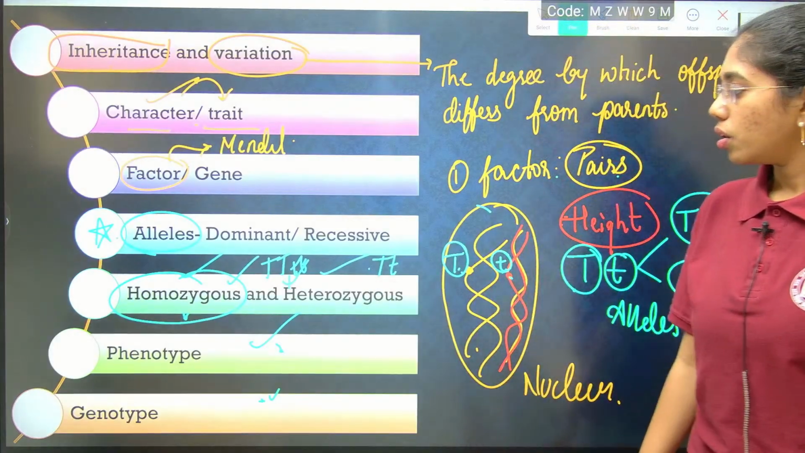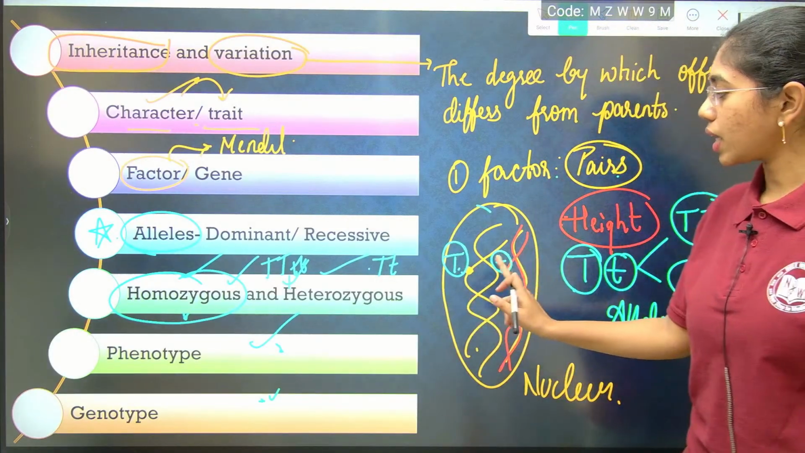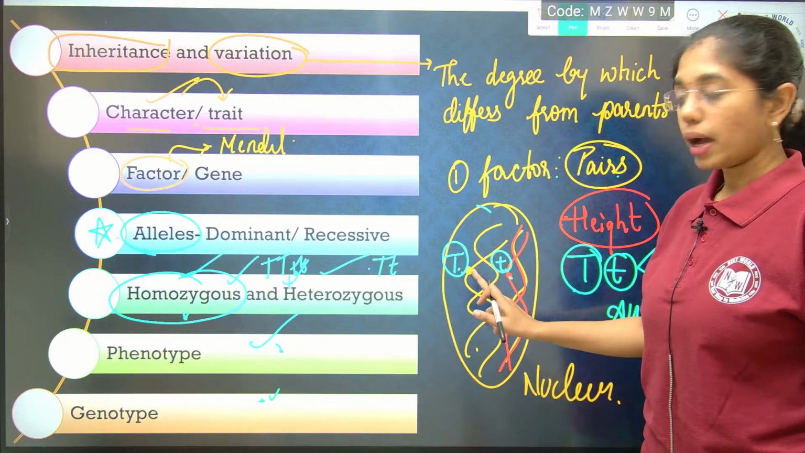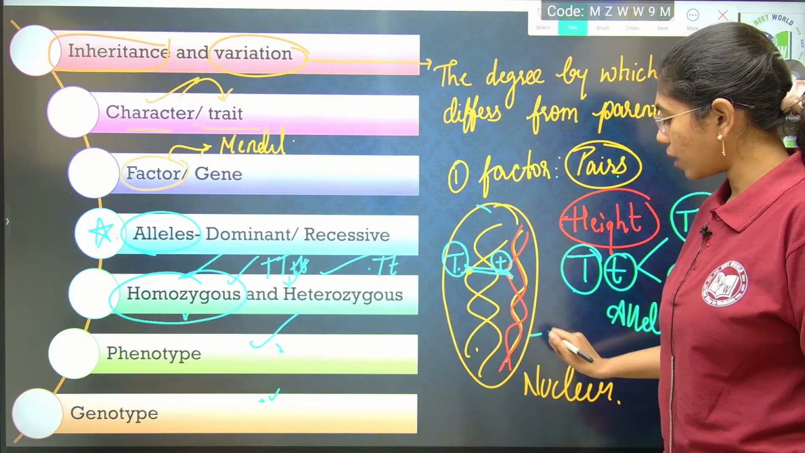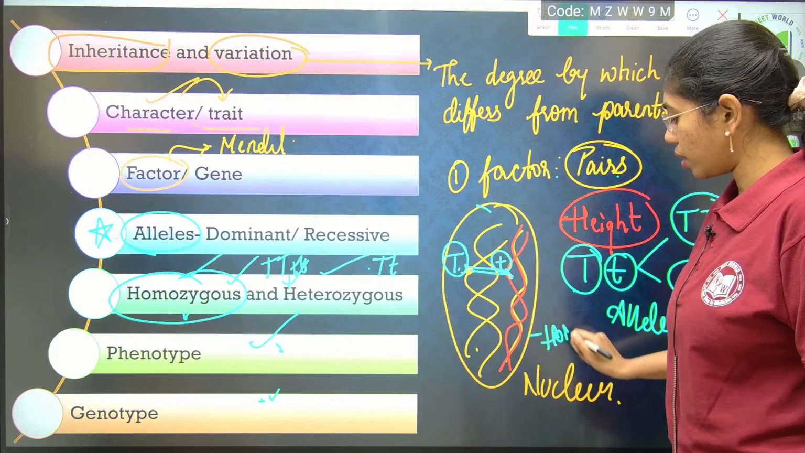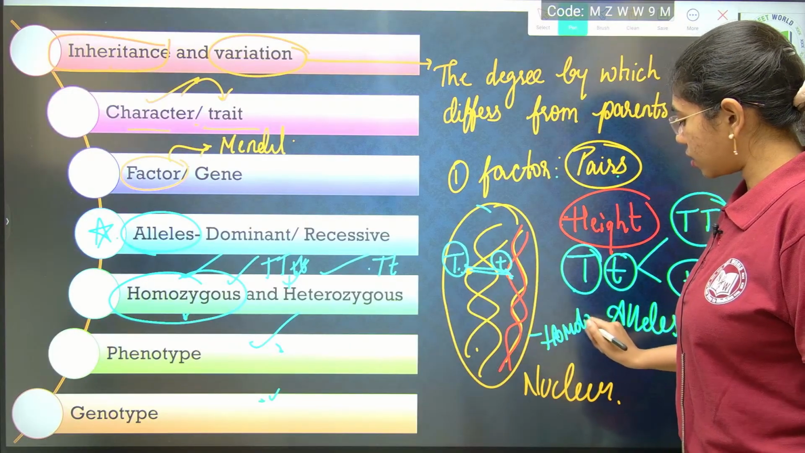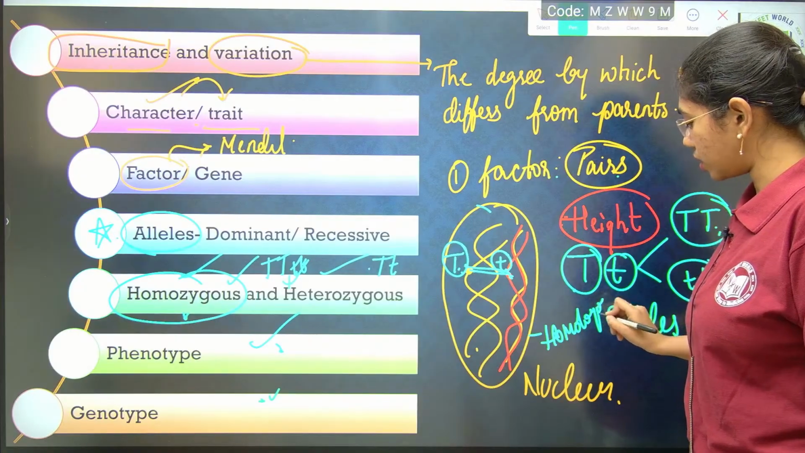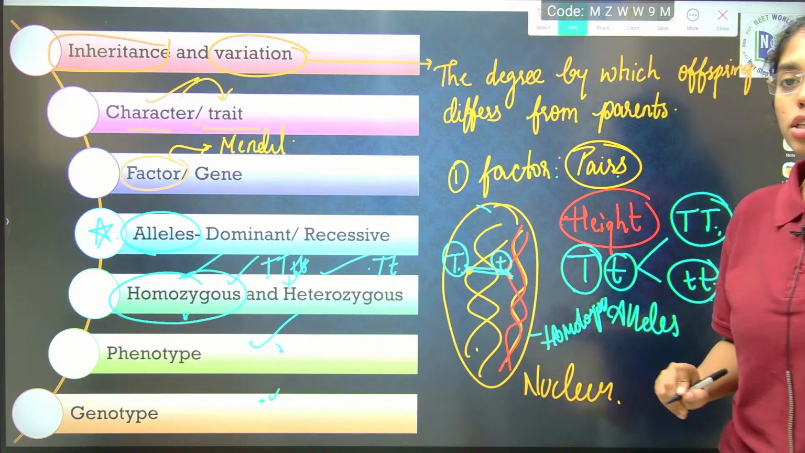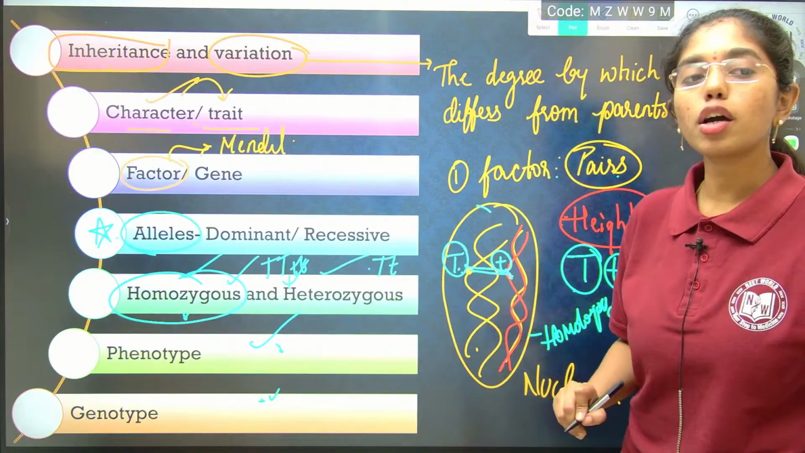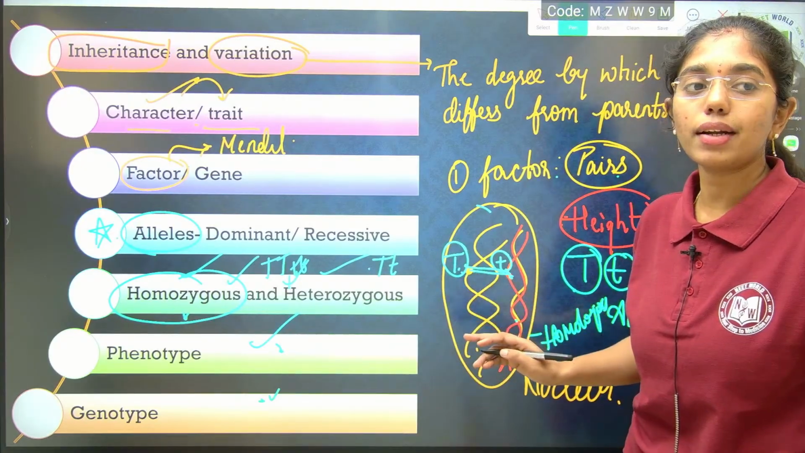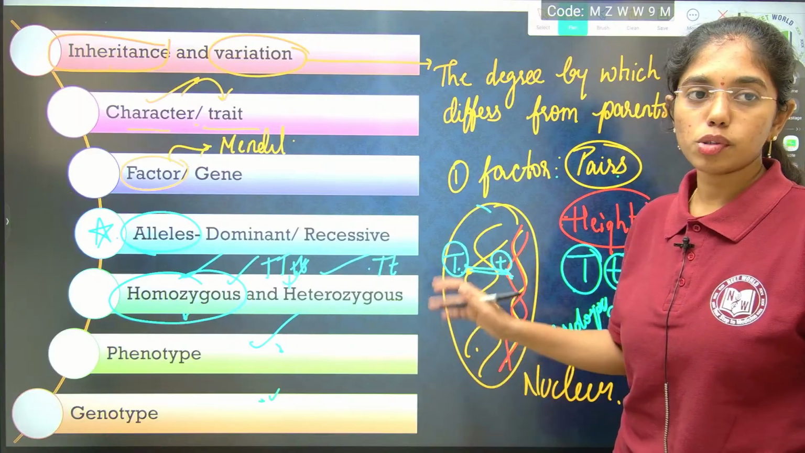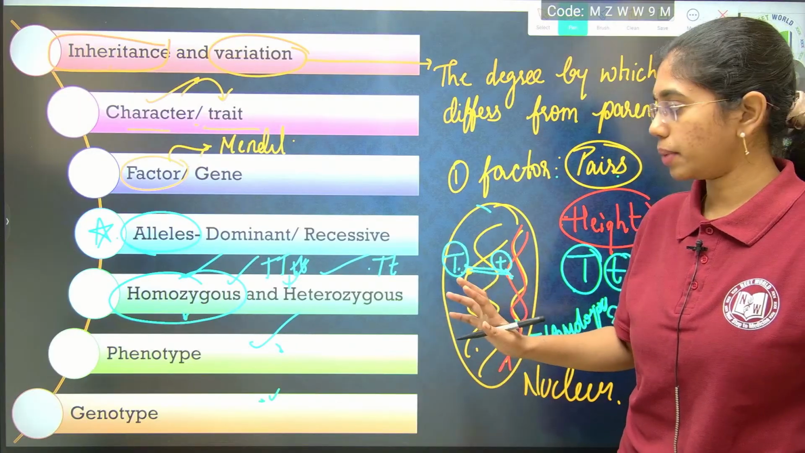Those chromosomes which are exhibiting two different forms of alleles at the same locus are known as homologous chromosomes. Sorry, homologous, not homozygous, it is homologous. Non-homologous chromosomes means if the alleles are at different locations, then you call it non-homologous chromosomes. Homologous and non-homologous, remember that.